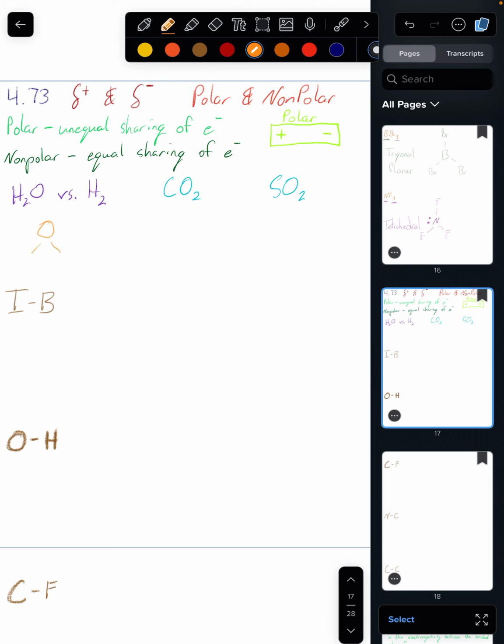Okay. So we have our water. And remember, this oxygen has those 2 other groups. And then we have our hydrogen. Now, in this case, hydrogen has its one, and its one, and its one bond. So this is happy. It's sharing its electrons, they're good, they're buddies. So that would be nonpolar.